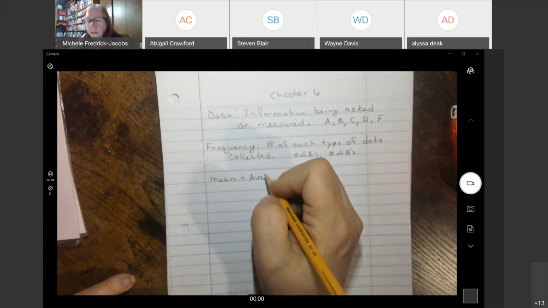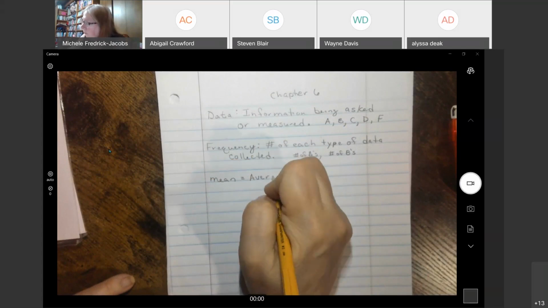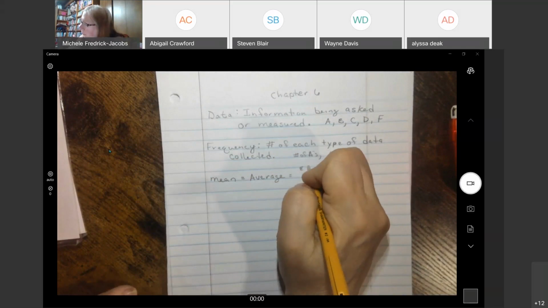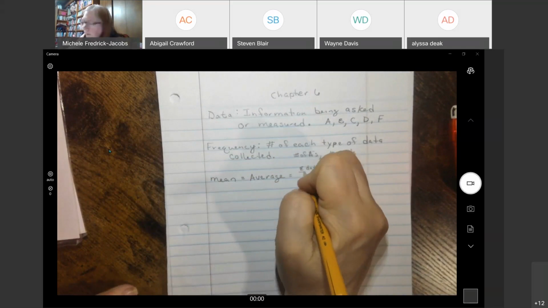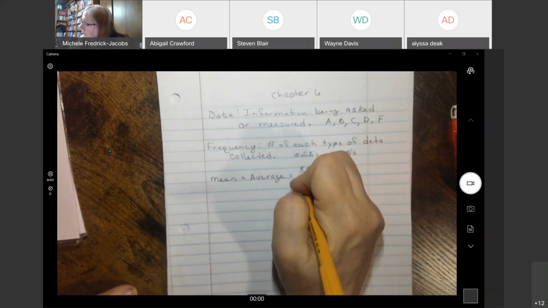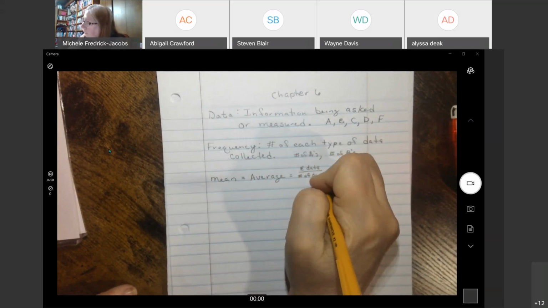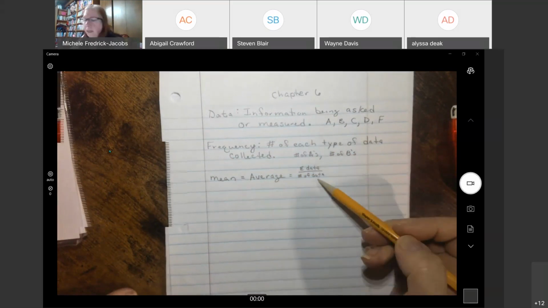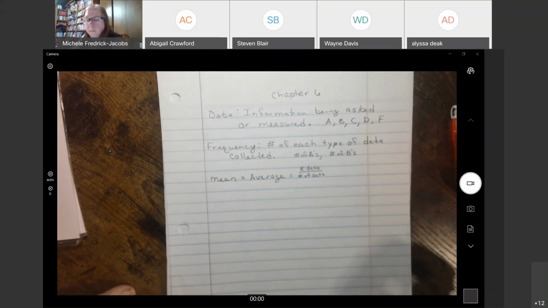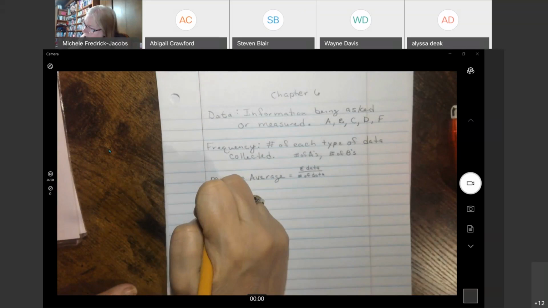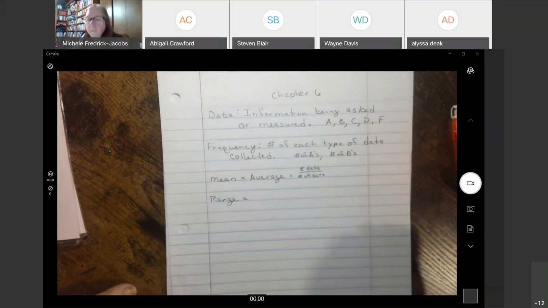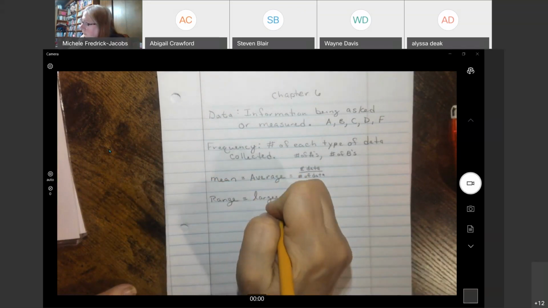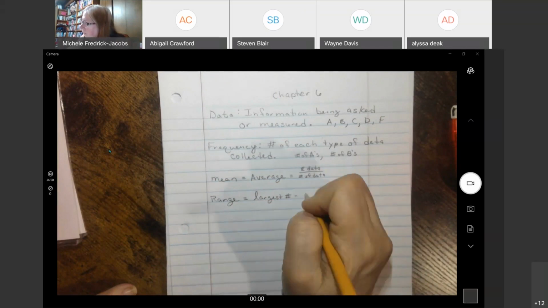Mean we've discussed in the last chapter. You add the data up, divide by the number of data. Now this is a regular average, it's not the percent. So you're just adding up your data and dividing by how many there are. The range is the largest number minus the smallest number.